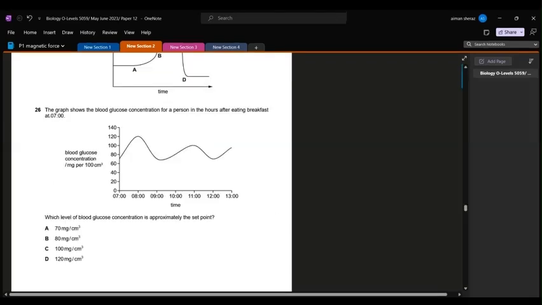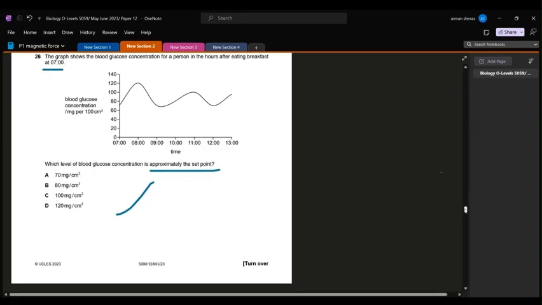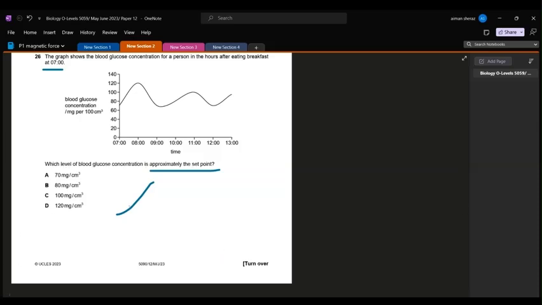Number 26. The graph shows the blood glucose concentration for a person in the hours after eating breakfast at 7. Which level of blood glucose concentration is approximately the set point? So just imagine in this example that you had eaten your breakfast, your cereal, bread, fruit, whatever, and your glucose level rose, which is obvious because you were fasting the whole time while you were sleeping. So there will be a sudden spike as soon as you eat anything that is rich in carbs or sugars. And in response, the body will release insulin to lower your blood glucose level.